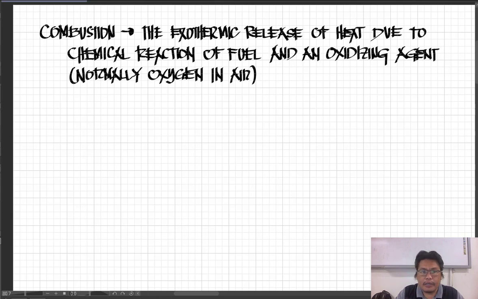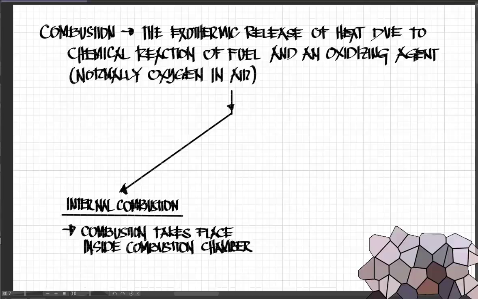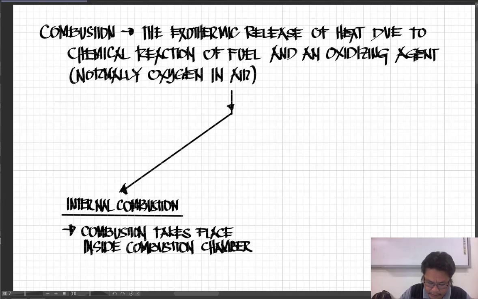Combustion is the exothermic release of heat due to the chemical reaction of fuel and an oxidizing agent, normally oxygen in air. We have two types of combustion: internal and external. Internal combustion is combustion that takes place inside the combustion chamber.